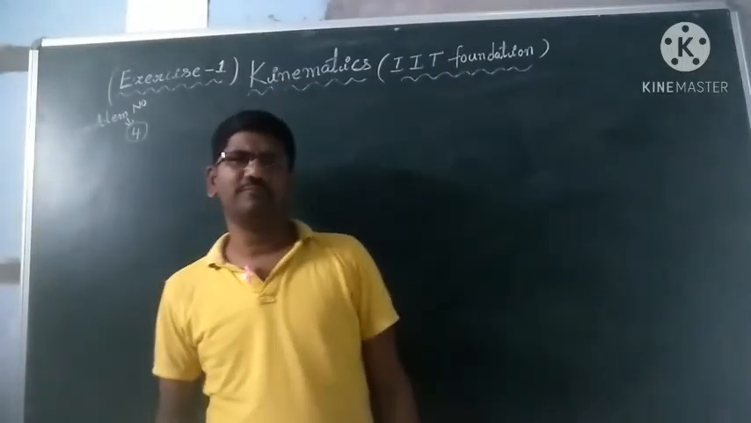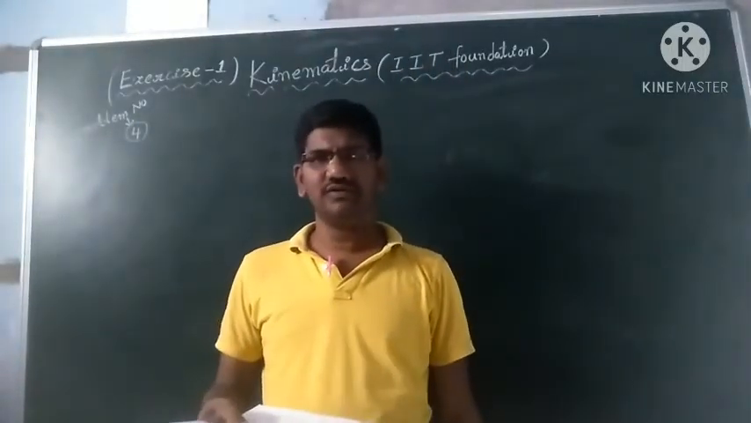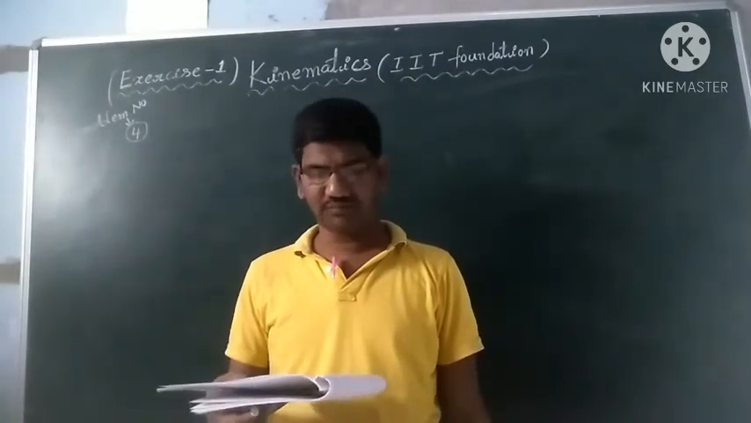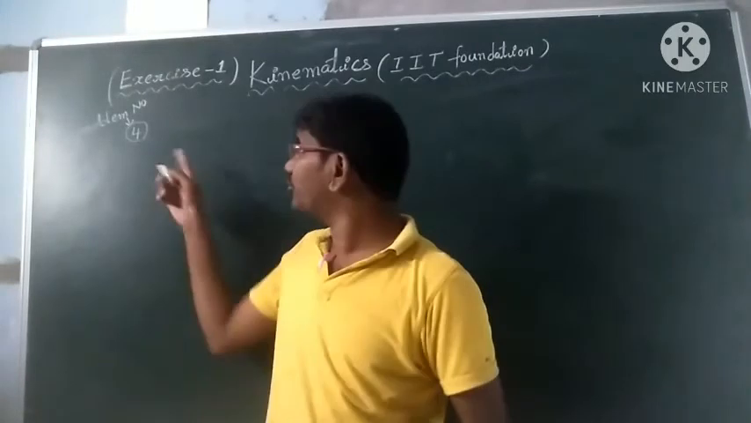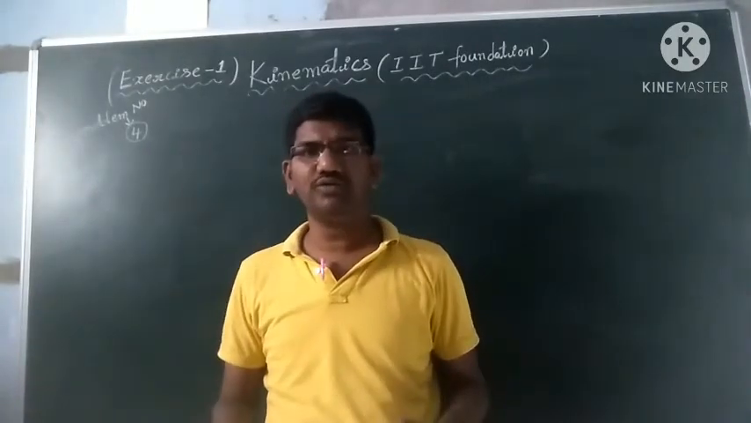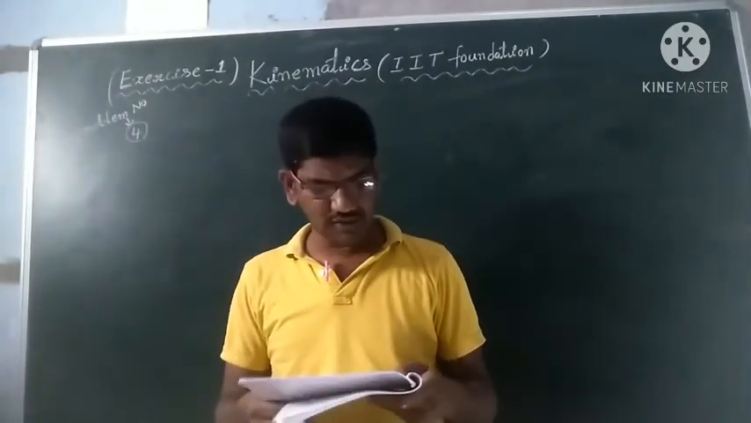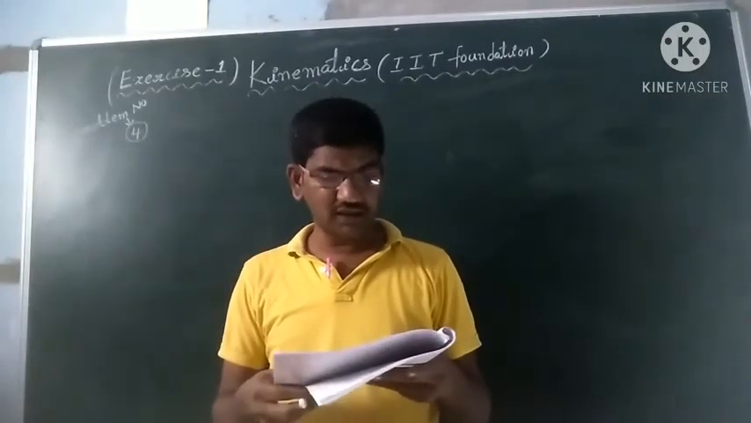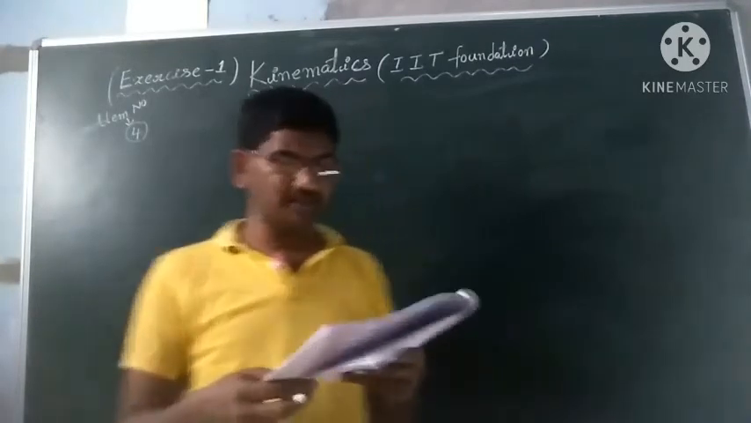Okay students, now we can do some exercise problems given in the kinematics lesson. So see problem number 4. Already problems 1, 2, 3 I covered in the concept. Now problem number 4. A boy moves 3 kilometers along a straight line.